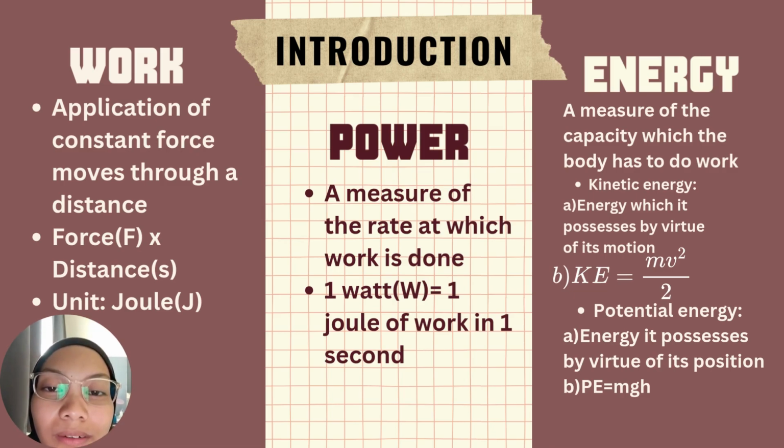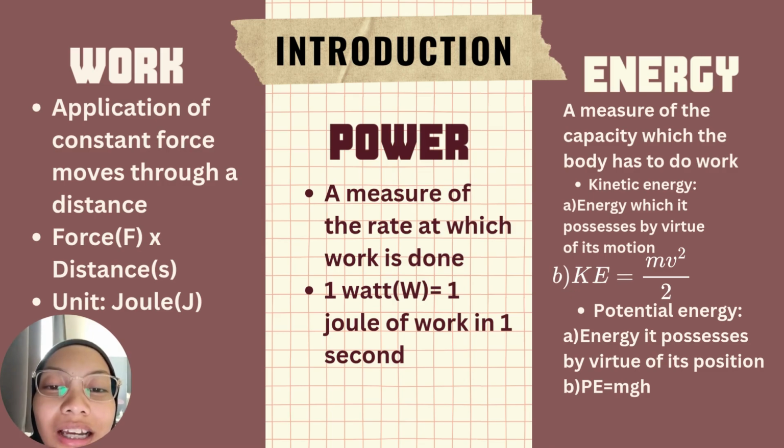Next is power. Power is a measure of the rate at which work is done. 1 watt is equal to 1 joule of work done in 1 second. Last is energy. Energy is a measure of the capacity which a body has to do work. Energy has two types, which are kinetic energy and potential energy.